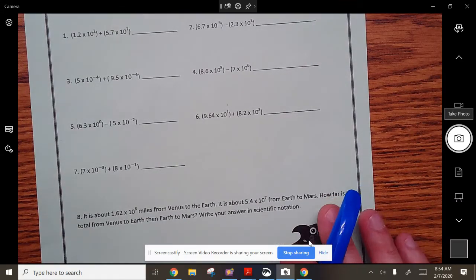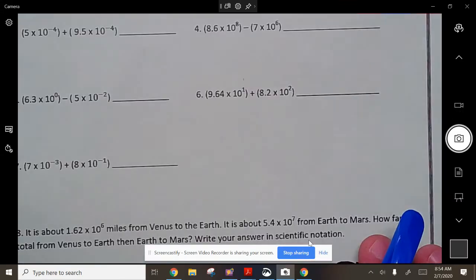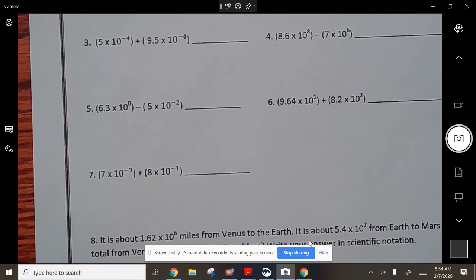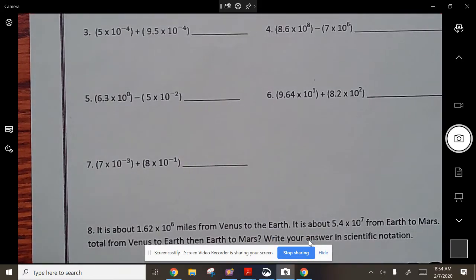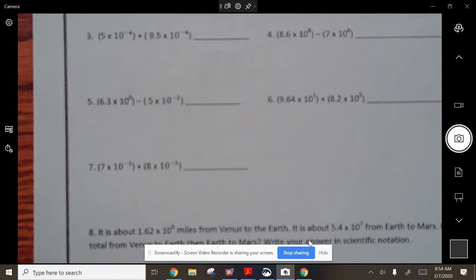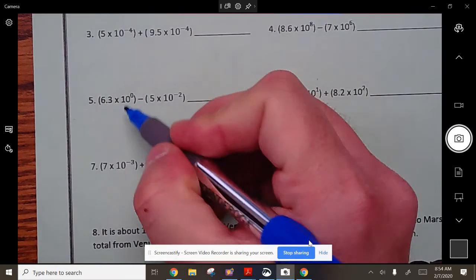So get your homework out. Let's talk about what we have on the homework here. And if I was doing this one from your homework, let me autofocus this. So the first step would be to, I told you, cross this out.